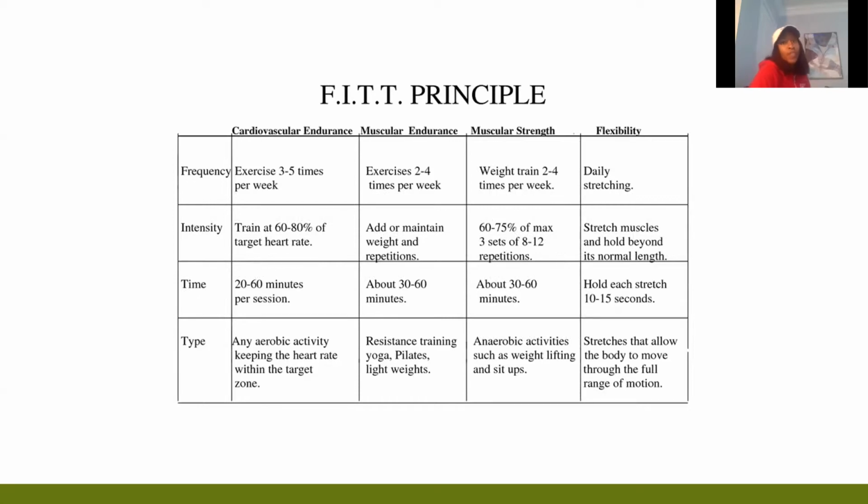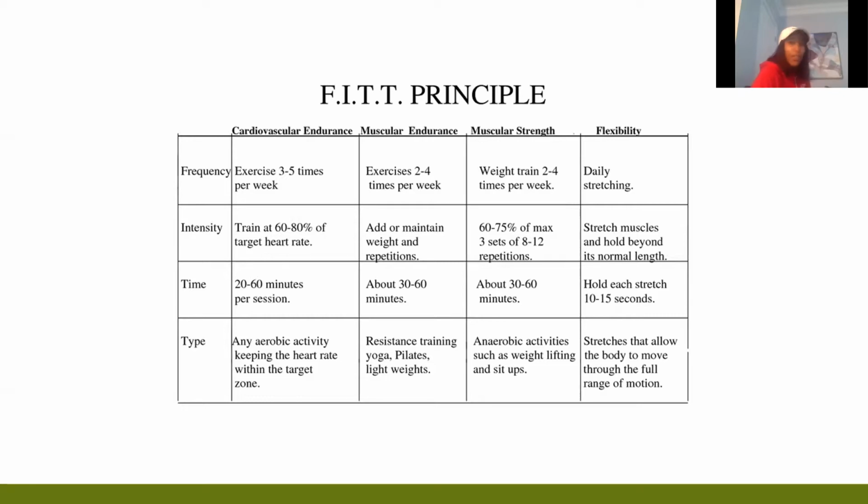So based off the fitness-related components we learned when we were in school: cardiovascular endurance, muscular strength, and flexibility. Here, we observe the frequency of each of these we should do a week, the intensity, the time, and the type. So let's start with cardiovascular endurance.